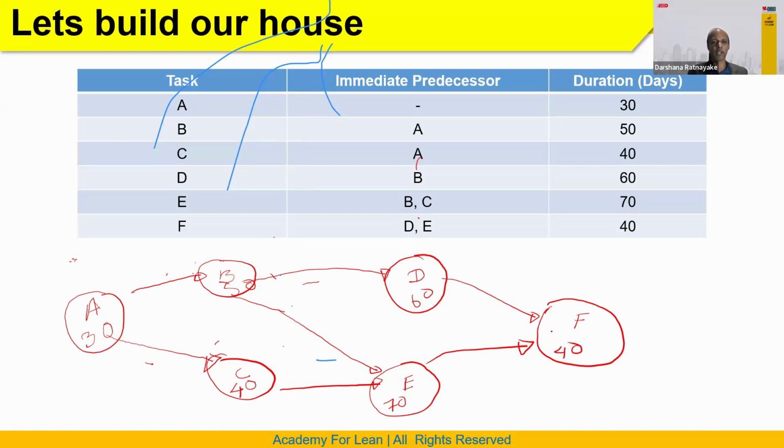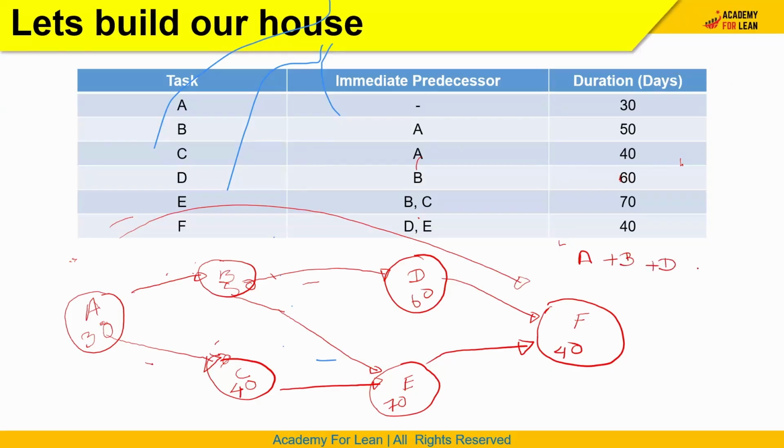Now what we need to identify is the minimum number of days to complete this project. We need to identify how many paths we have to go from task A to F. We have 3 paths. Path 1 is A, B, D, F.